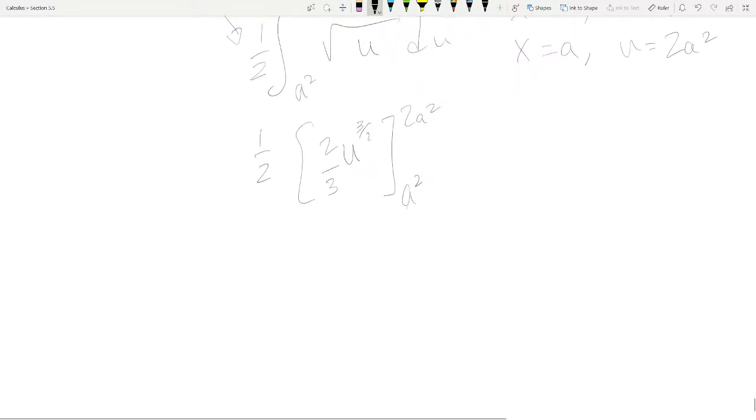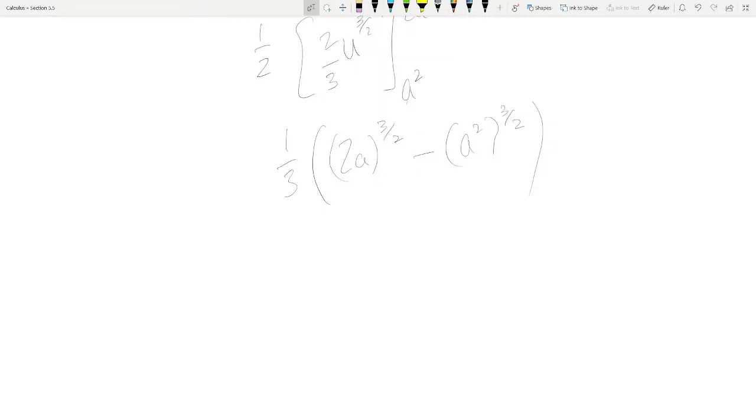Okay, let's do a little housekeeping. That gives me 1/3 on the outside, and then when I plug in the 2a squared, you can even just do it mechanically at first, and then write down, then clean it up. Then I put the a squared in, so I have a squared to the 3/2.